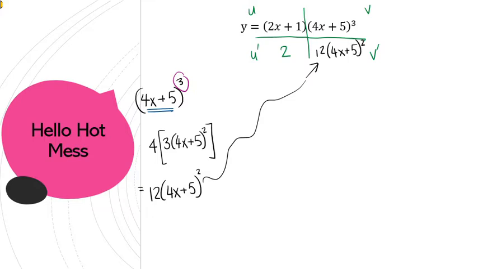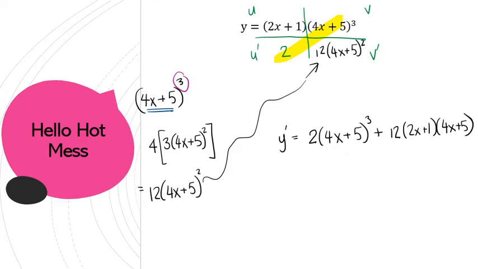And now I can use my product rule. We start with the kitty corner, u prime v, and we get y prime. Remember, it's u prime v plus v prime u. I hope I said that right. I have no idea. So I multiply these, and then I add the other kitty corner, and I'm building it just so it looks a little better. 12 onto 2x plus 1 onto 4x plus 5 squared.